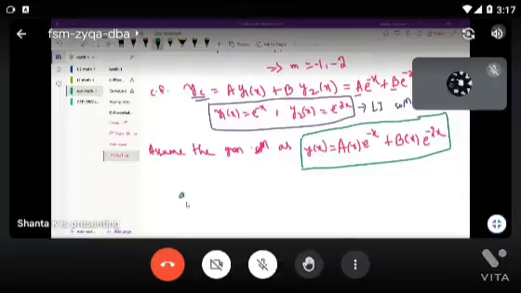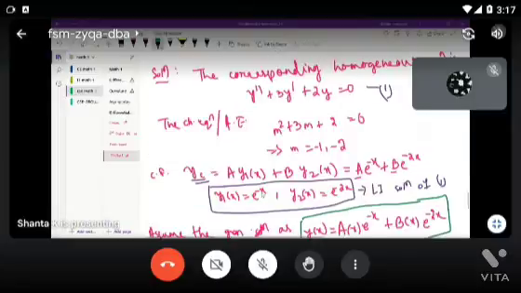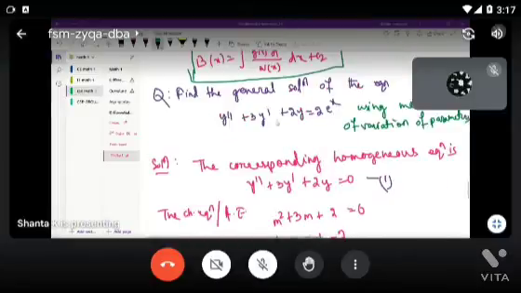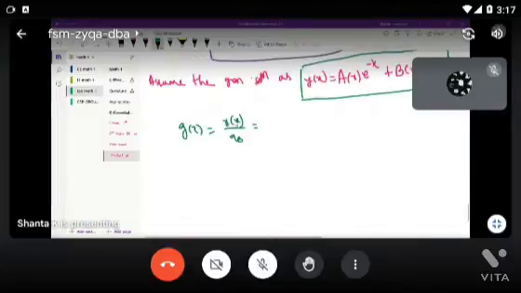So g(x), you know, g(x) is r of x by a naught. So you find out what is r of x. This is 2 e power x and a naught is 1. So 2 e power x. This is your g(x). Okay.